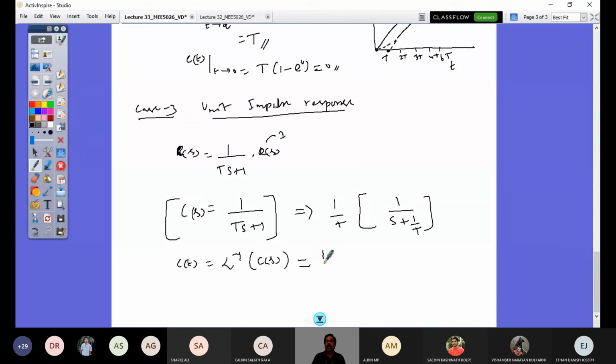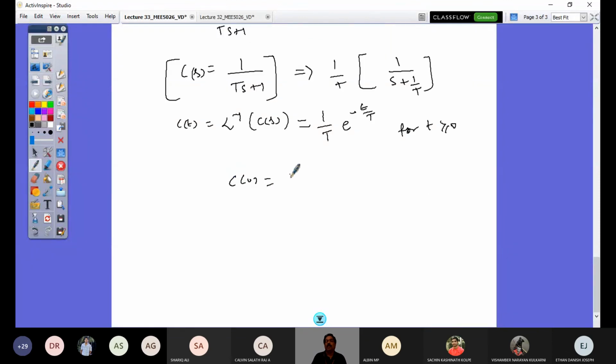So when t is 0, what is the value that I get? C of 0 is 1 by T into e raised to 0, that is equal to 1 by T itself. And as t tends to infinity, C of infinity is 1 by T e raised to minus infinity, that is going to be 0. So if you look at this response, it would be appearing like this.